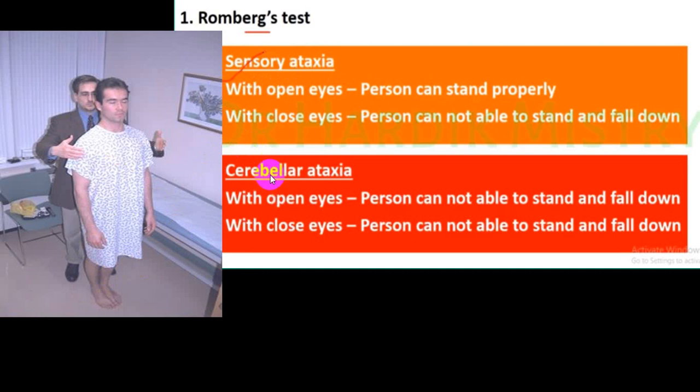While in cerebellar disease, with eyes open or with eyes closed, it will remain the same. So if a person has Romberg test positive, whether with eyes open or with eyes closed, it will be cerebellar ataxia. And if a person is able to maintain the balance with eyes open, and with eyes closed he starts having Romberg test positive, it will be sensory ataxia. So this is a simple way of differentiating sensory from cerebellar ataxia by doing the Romberg test.